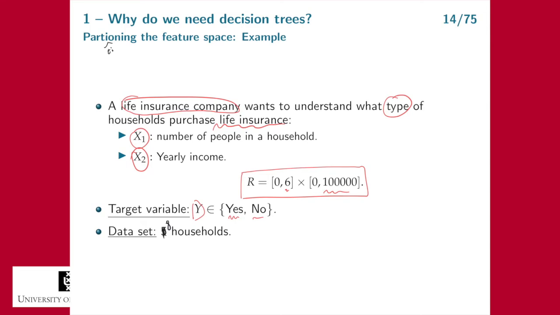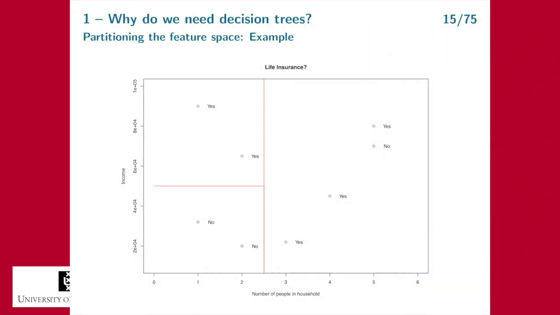And we look at a very simple data set with only 8 households. And here you see the data. We see on the x-axis the number of people in a household, and we have the income. And then you see for each observation if that observation has life insurance or not. And for the moment, do not have a look at the horizontal and vertical red line.